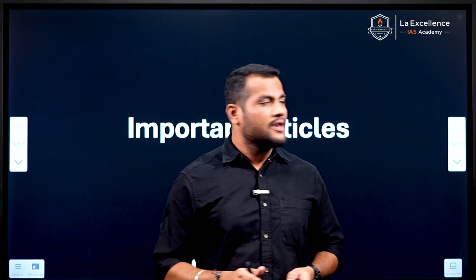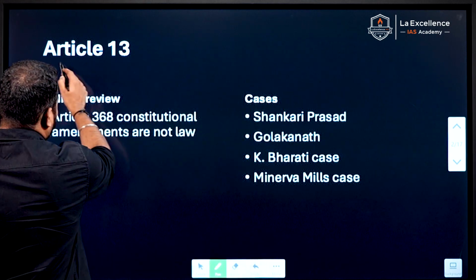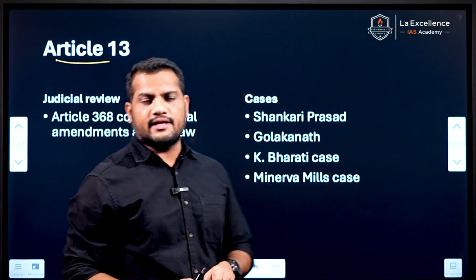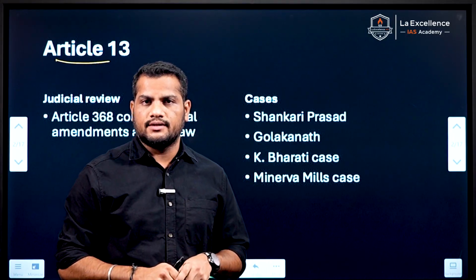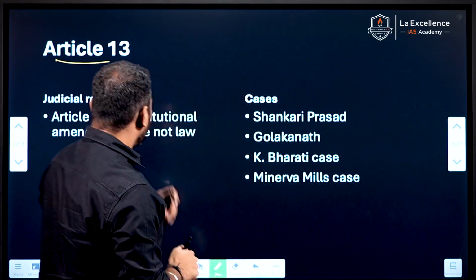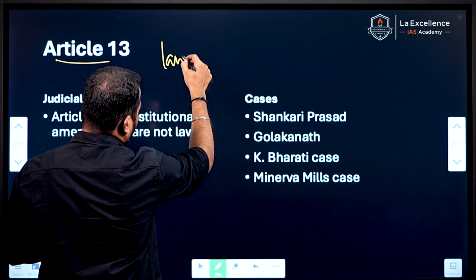Okay, let us start. The first article is Article 13. Article 13 simply says that any laws which are inconsistent with the fundamental rights shall be declared null and void. But what are the laws under Article 13?